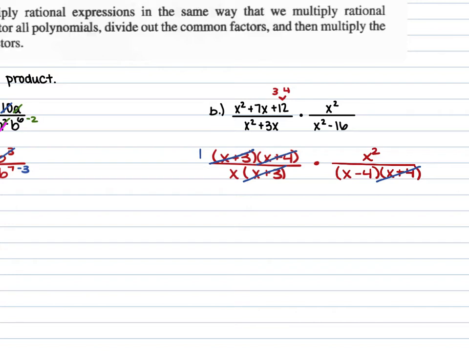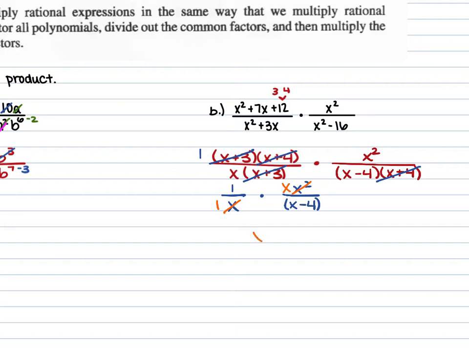Your first fraction is now 1 over x. Your second fraction is x squared over x minus 4. You can still simplify the x and the x squared since they are across from one another. The x would become 1. The x squared is just x. So from here you can multiply straight across.